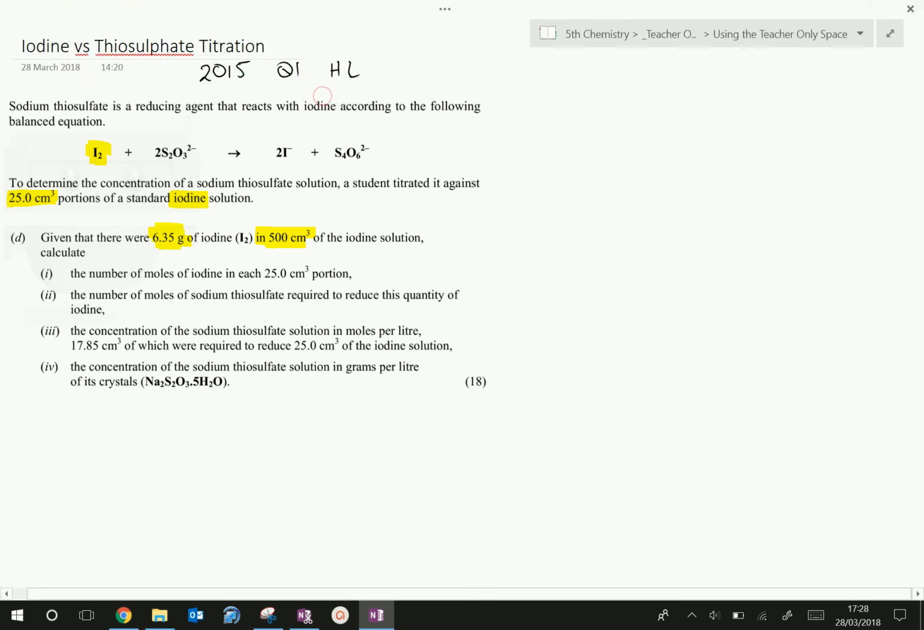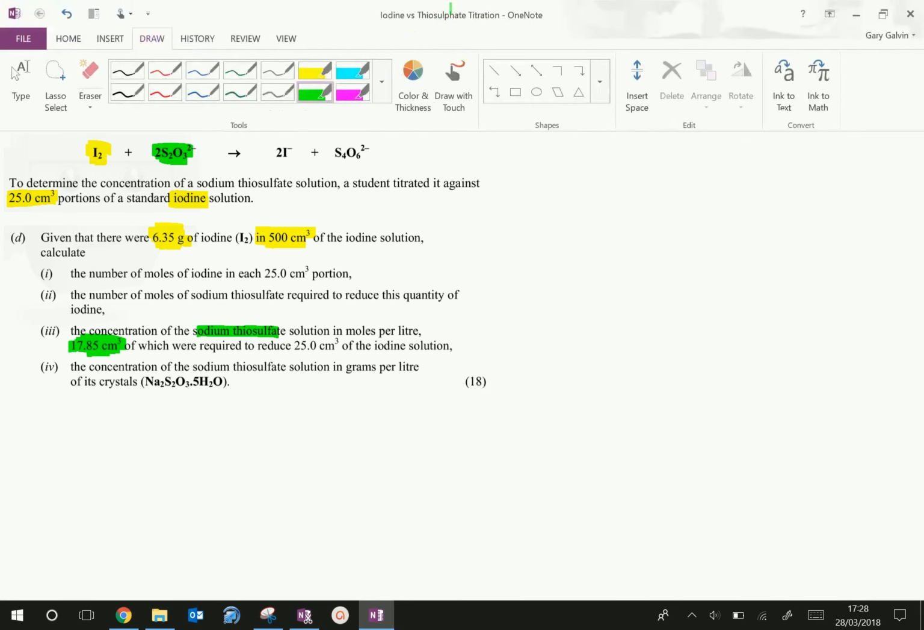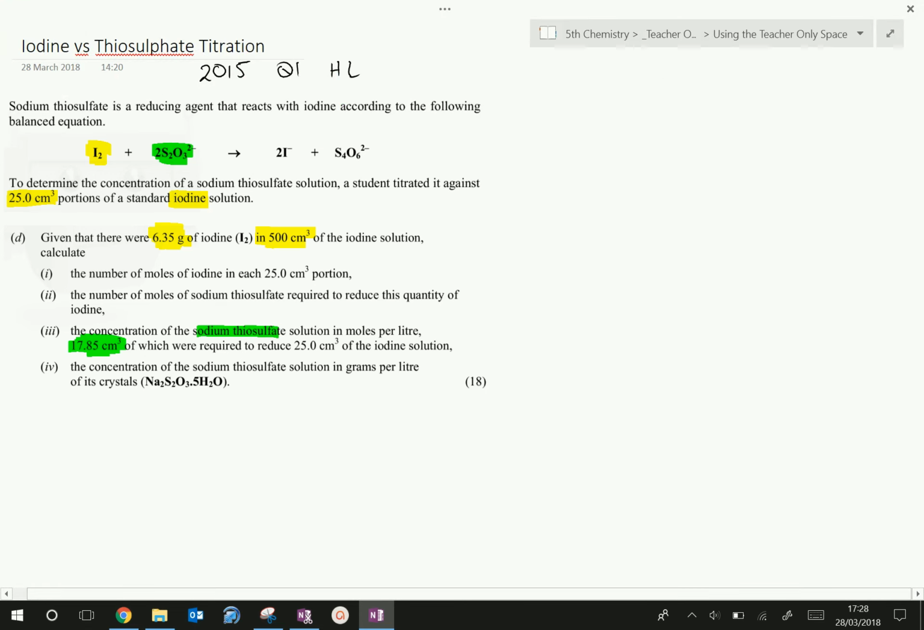So we should be able to see there that the 17.85 mils is talking about the sodium thiosulphate, this chemical up here. And then we're asked the concentration of the sodium thiosulphate solution in grams per litre of its crystals, and we're given a formula for the crystals there. So we've all the numbers involved highlighted, and they're matched up with the chemical they belong to.